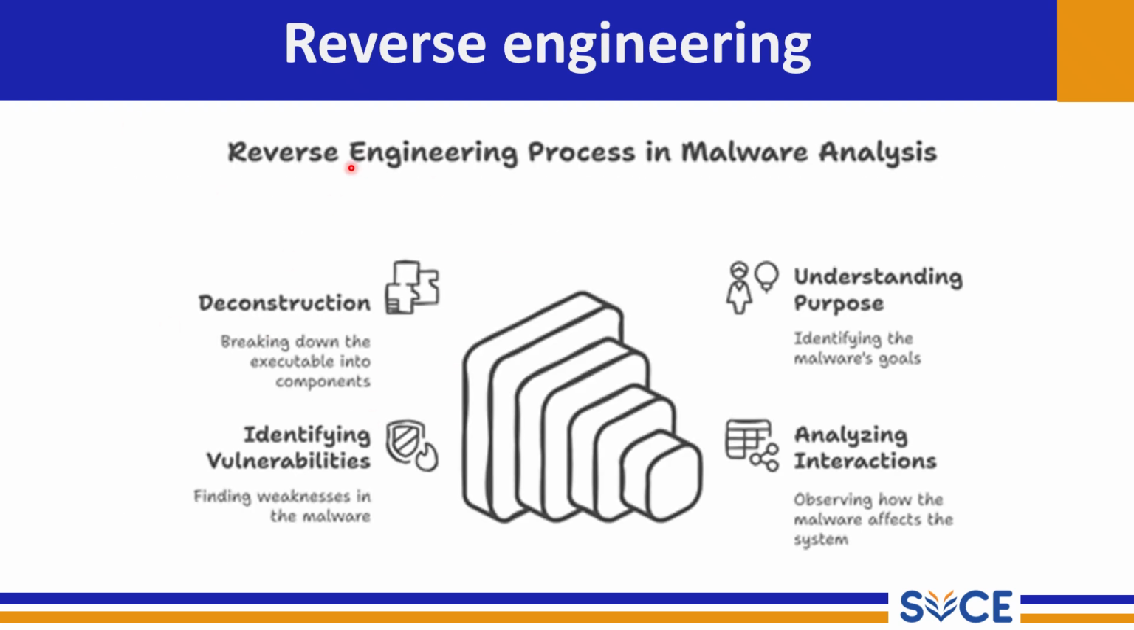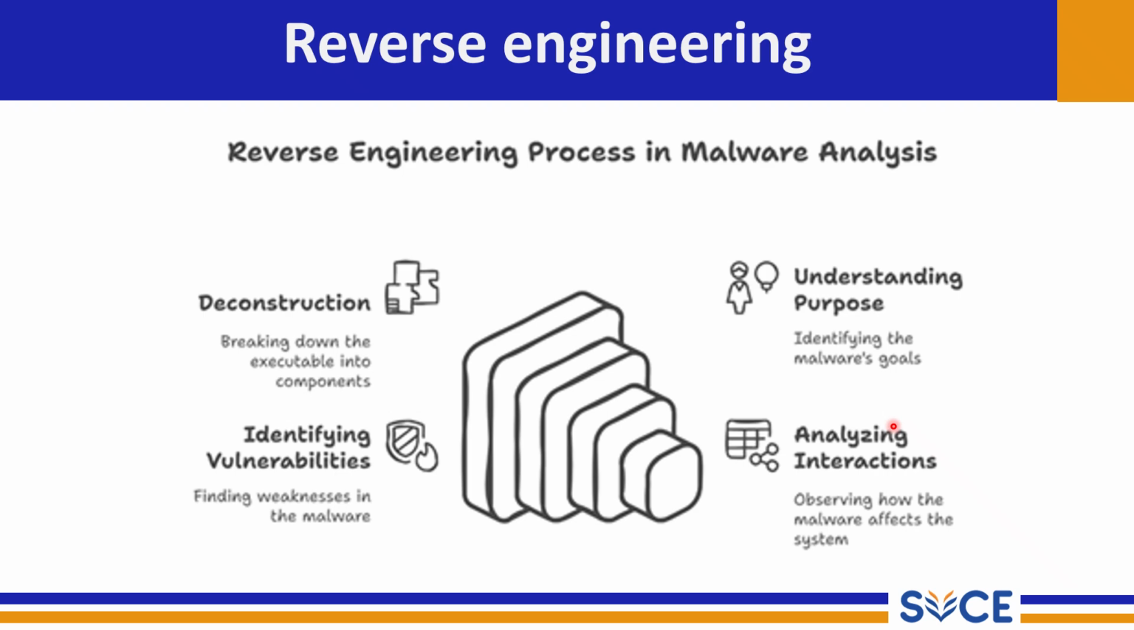And this is the reverse engineering process in malware analysis, a short detailed diagram, right? In the reverse engineering process in malware analysis, first we have to understand the purpose, for which purpose we are doing this analysis of the malware. What type of goals are involved, all those things we have to learn from this. And second one is analyzing the interaction, observing how the malware affects the system. So these are the steps we have to take in the case of reverse engineering, right?